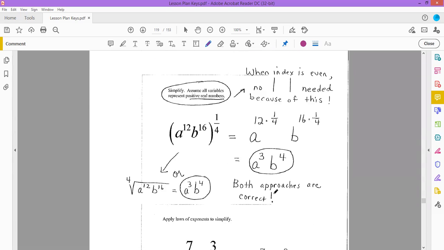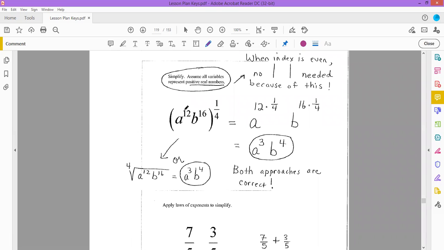All right, so now we have a to the 12th power, b to the 16th power, and then the entire expression is being raised to the power of 1/4. So we've got to distribute that 1/4 power to each of the terms. So a to the 12th power times 1/4, and b to the 16th power times 1/4.